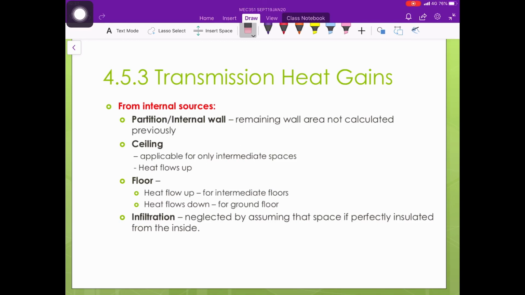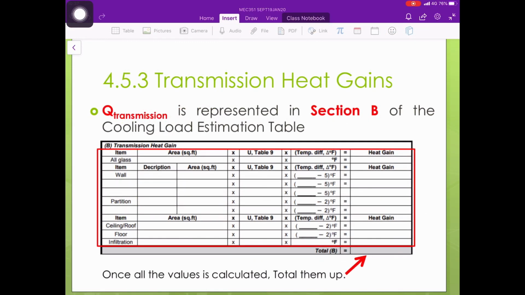For our analysis in MEC351, the infiltration effect will be neglected since we are going to assume the design space is perfectly insulated. Section B represents the Q dot transmission. Once all the values have been determined, we can obtain the total for section B.